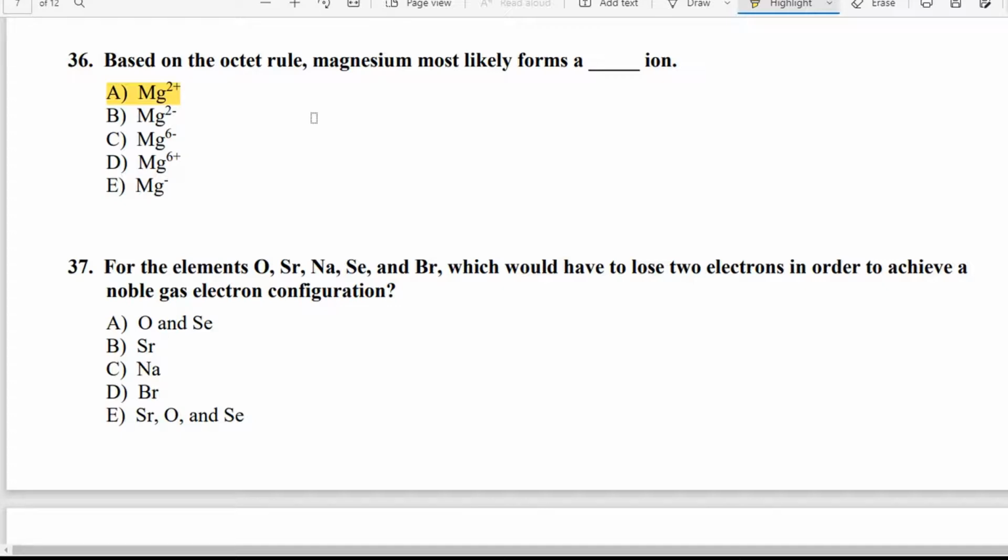Boron, beryllium, and hydrogen. Those are the exceptions of having less than 8. And there are also exceptions for having more than 8. And that would be any element in the third period or below, right?